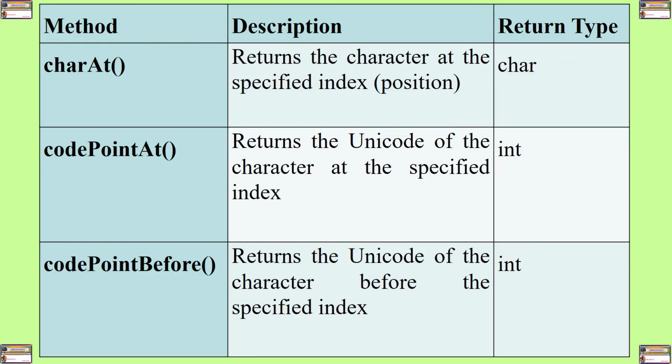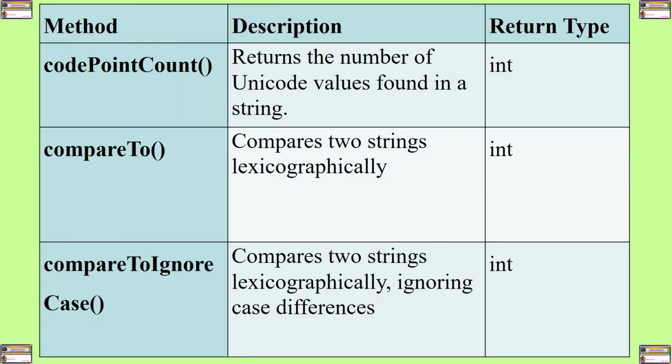We have codePointAt. This method returns the Unicode of the character at the specified index. So you have to specify the index or the position of the character. Then we have codePointBefore. It returns the Unicode of the character before the specified index. So you have to specify the index of your character. We have codePointCount. It returns the number of Unicode values found in a string.